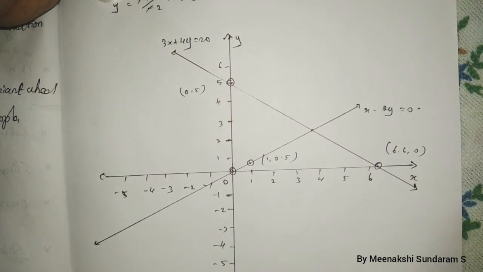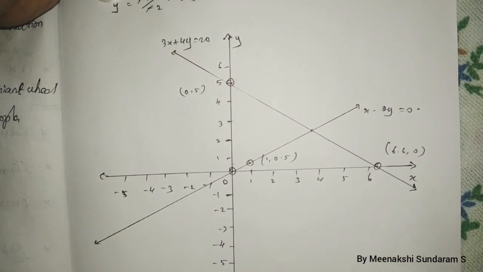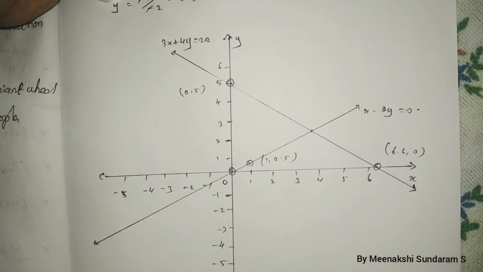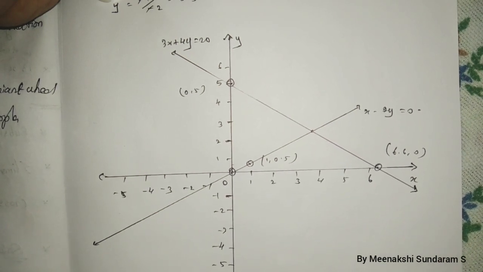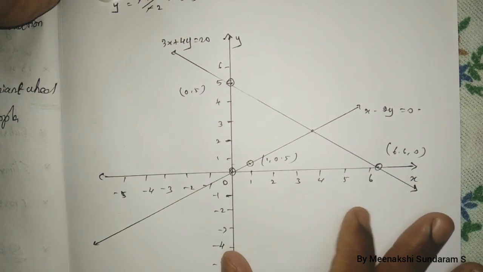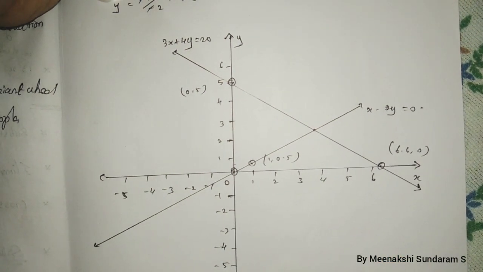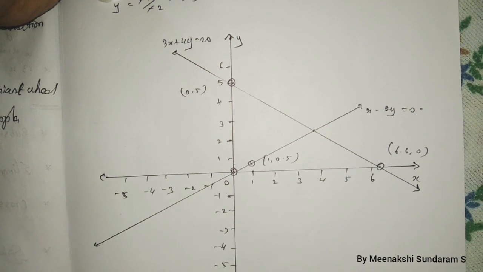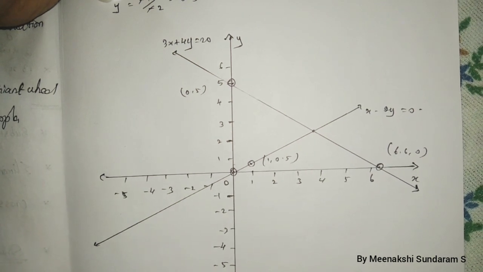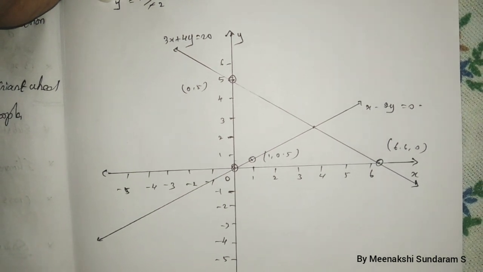Then after getting an algebraic form, you should get a point from the algebraic equation. Then you can plot the point in a graph. Then you can draw the line. That is a graphical representation of the situation, the graph of the situation. Clear? Any doubt? Shall we go to the next problem?